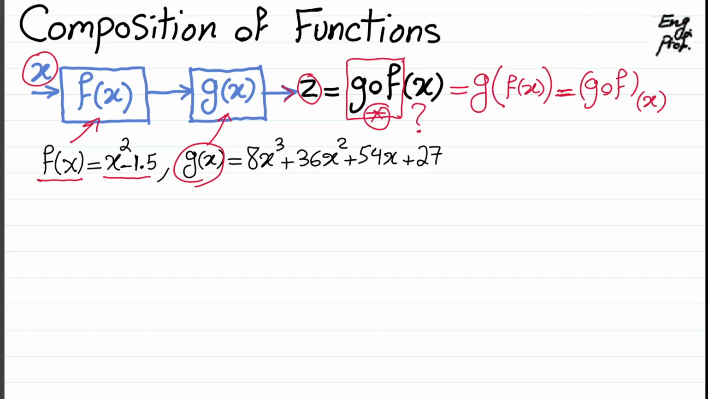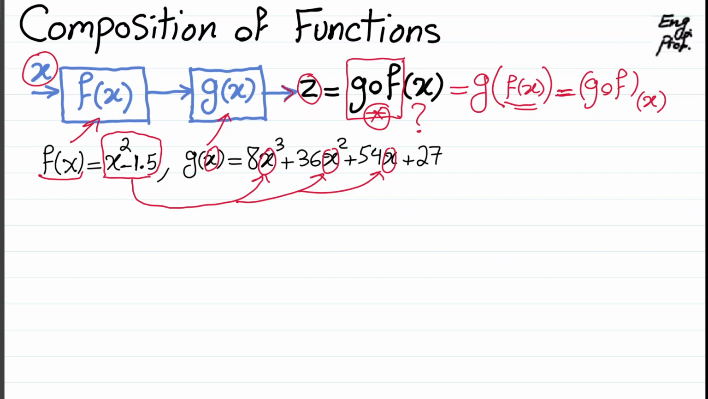So if we want to just, in a brute force fashion, compute the g o f of x as shown here, then it means we need to compute g of f of x, which means we have to substitute for x inside the formula of g of x. Anywhere you see x, we need to substitute it with f of x. So basically, x squared minus 1.5 needs to substitute x in these places. That would be a tedious computation, but that is the brute force method.